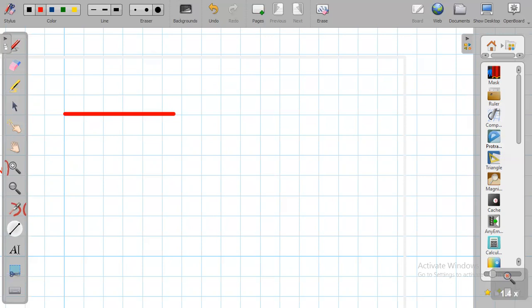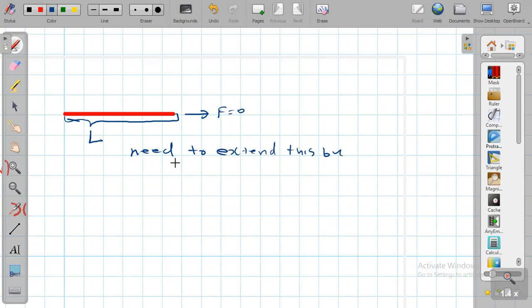Okay, this is the natural length of something. Natural length, L. Okay, right. I'm going to apply the force as 0, and I need to extend this by a unit length. Okay, unit length.